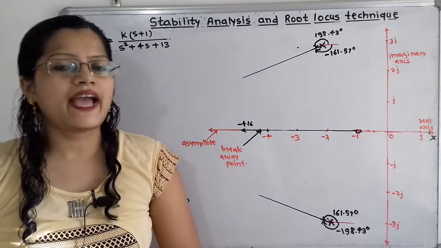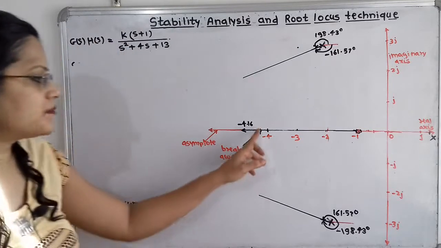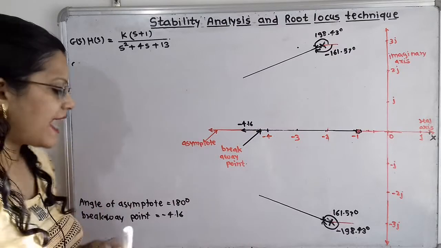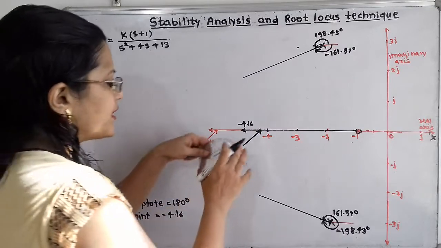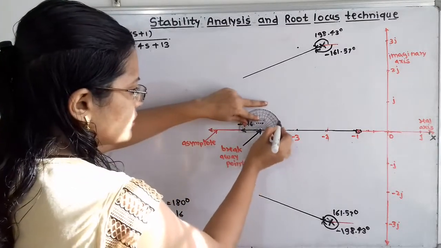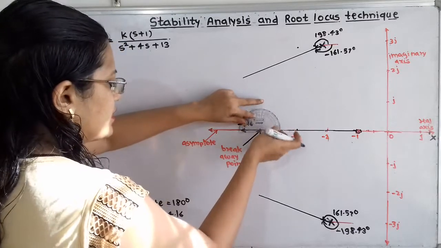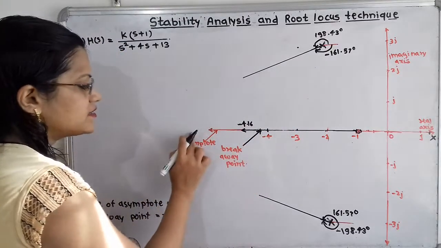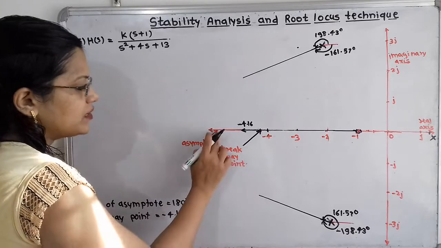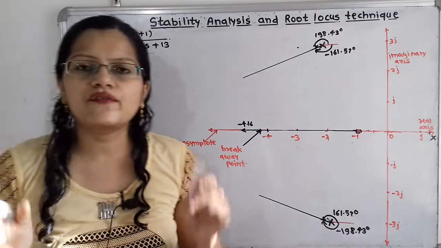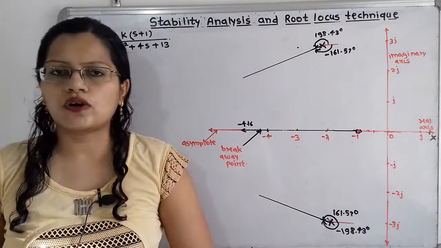Now we will plot the angle of asymptote. So from this breakaway point we have to take the angle 180 degree. So if I put here protractor from this 0, here is 180 degree. So we have to extend this asymptote. So this is the breakaway point, here is the asymptote. Now we will complete our root locus sketch.